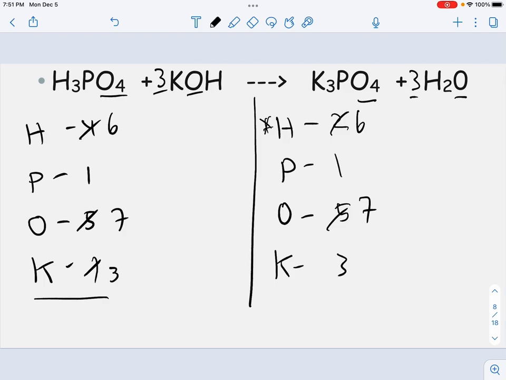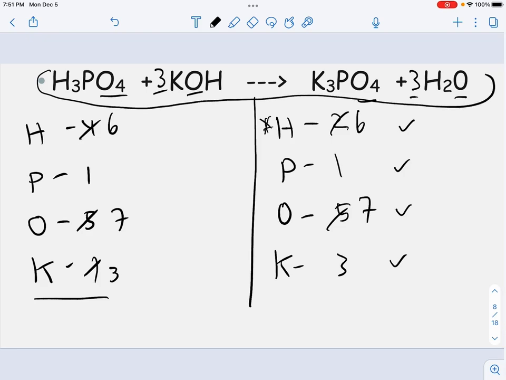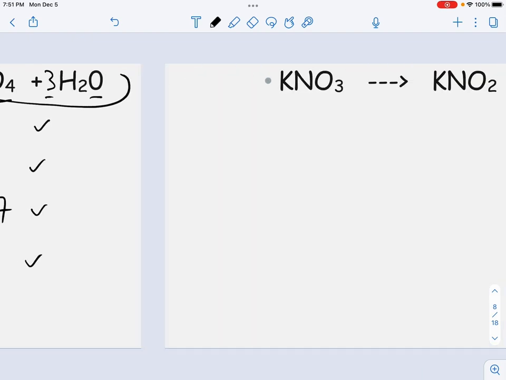So by doing this, we take a look at every element. Hydrogen's balanced, phosphorus is balanced, oxygen's balanced, and potassium's balanced. So this is the correct balanced equation, guys. H3PO4 plus 3KOH produces K3PO4 plus 3H2O. Pardon my voice, guys. Let's move on.